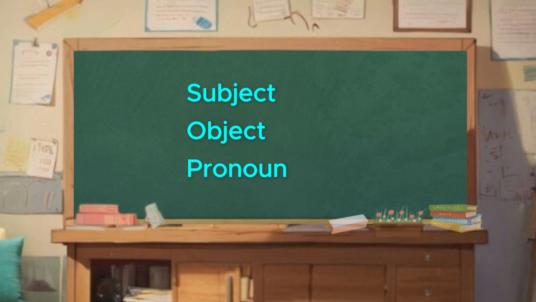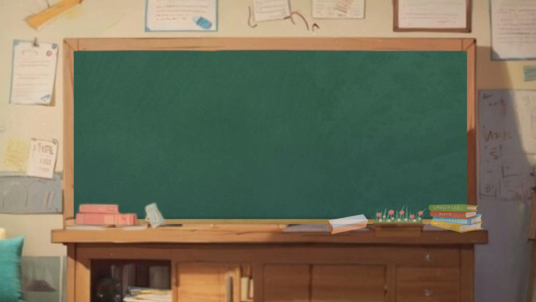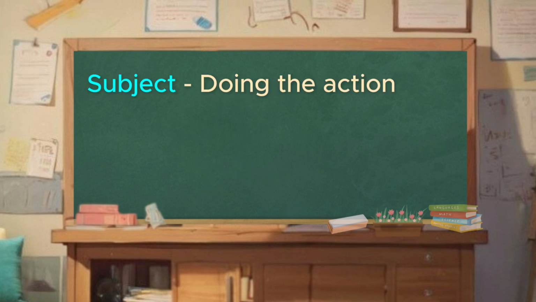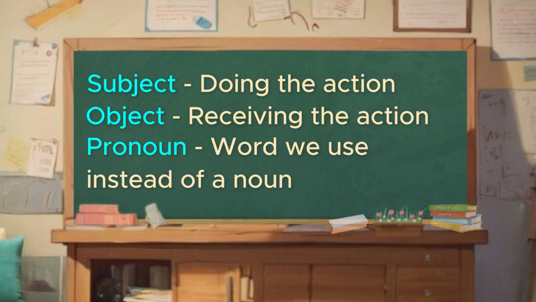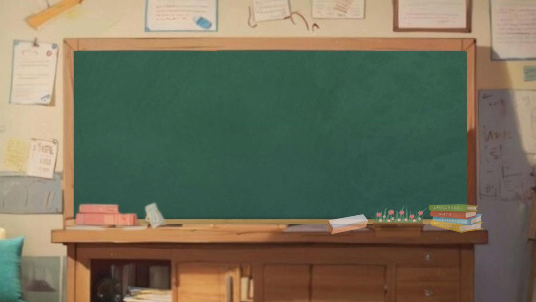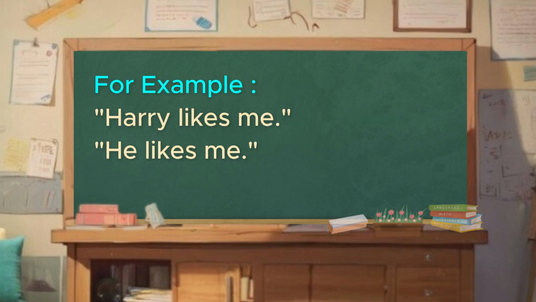First, what do these terms mean, subject, object, and pronoun? Don't worry if that sounds confusing. Let's break it down. The subject in a sentence is the one doing the action. The object is the one receiving the action. And a pronoun is a word we use instead of a noun. For example, instead of saying Harry likes me, you could say he likes me. Here, he replaces Harry, and that's a pronoun.